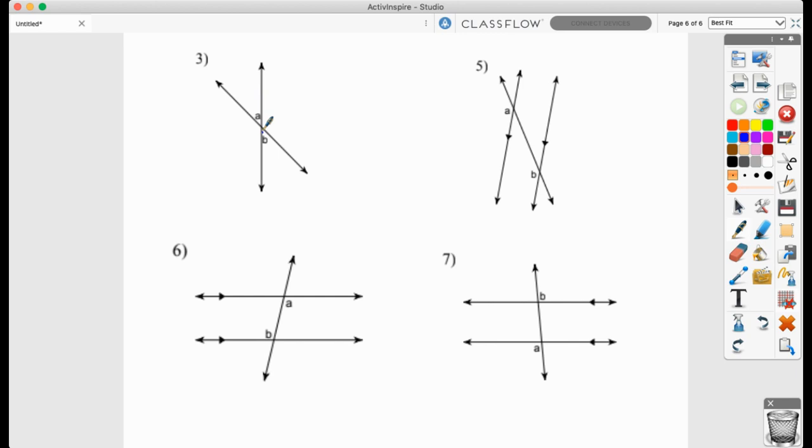So looking at these two, they're on opposite sides of the vertex. So these are vertical. These are vertical angles. Okay, here, let's see, we've got parallel lines and a transversal. This is kind of on the upper left, and this is also on the upper left. So they are corresponding. They're in the same relative position.